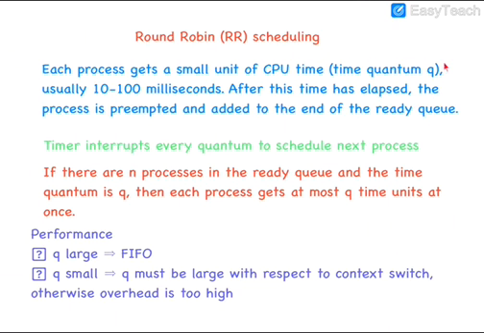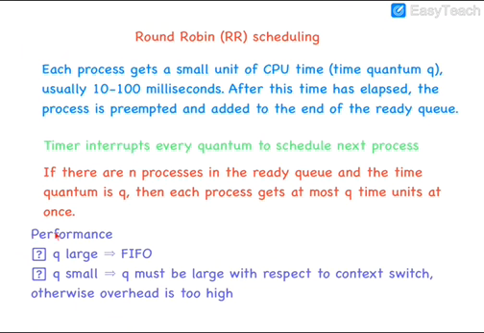To make the time quantum work, we will be using a timer, and this timer will be checking the time quantum. Once the time quantum has finished for the given process, an interrupt is generated so that the next process can be scheduled. So if there are n processes and every process has a quantum time of q assigned, then each process will get at most q units of time at once. This is how round robin scheduling works.